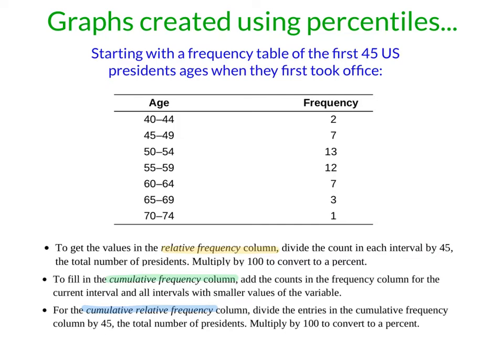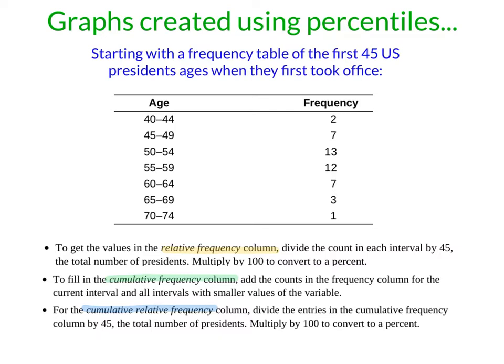What we're going to do with this frequency table is add 3 more columns. The first being the relative frequency column, which will give us a percent. We'll divide each of these counts by 45, so 2 divided by 45, 7 divided by 45, etc., and multiply each of them by 100 to convert to a percent.